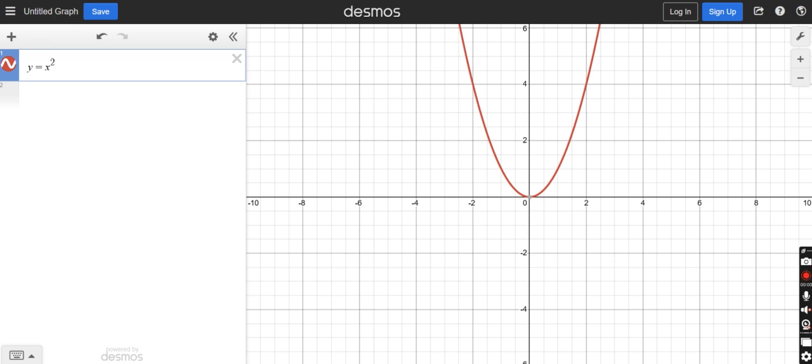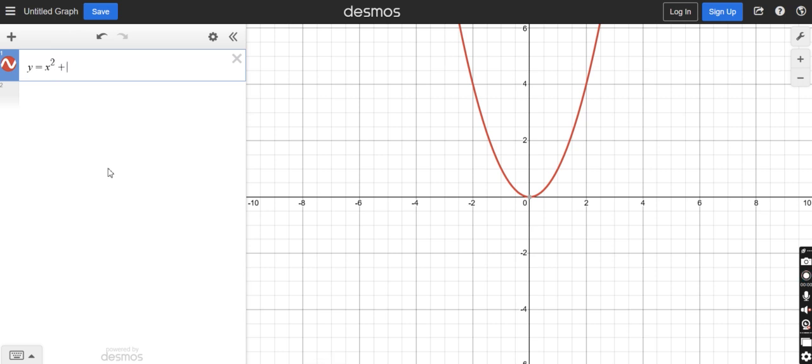So we can take this graph, y equals x squared, and transform it, change it to have a different position on the grid, a different orientation, so opening upward or downward, and also a different shape. So in this video, I'm just going to go through the different ways that we can transform this graph individually. And then in the next video, you will see how to graph parabolas when we're putting all the transformations together all at once.